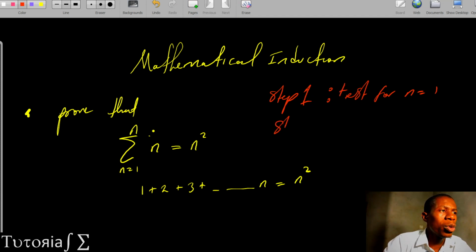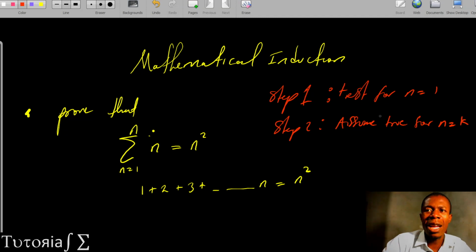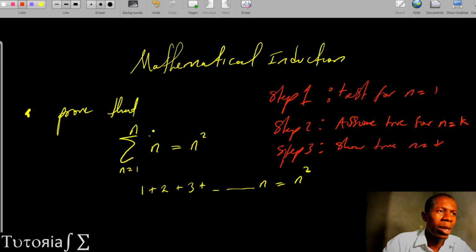Then step 2 is the assumption step, where you assume true for n equals to k. So you are just replacing n with k. So this is where you're assuming. Then step 3, this is where you show true for n equals to k plus 1.